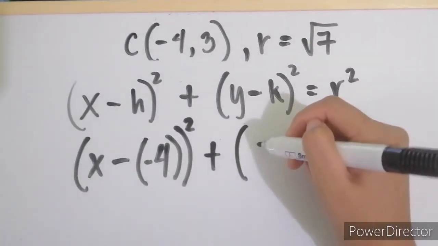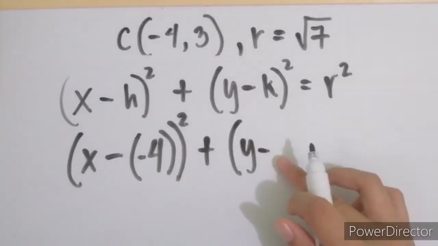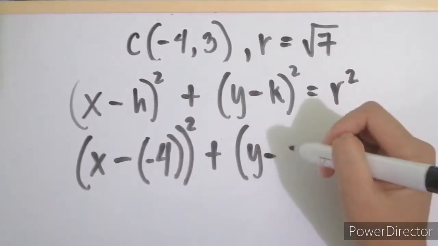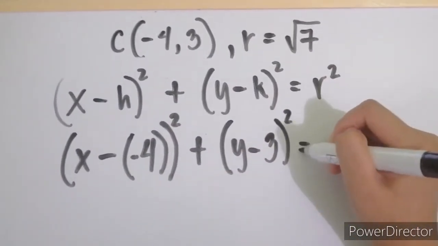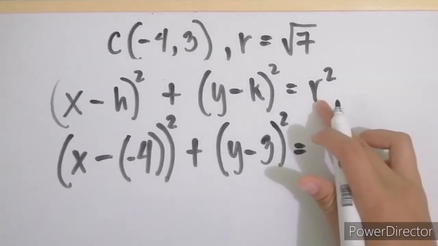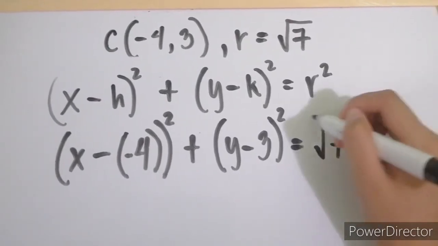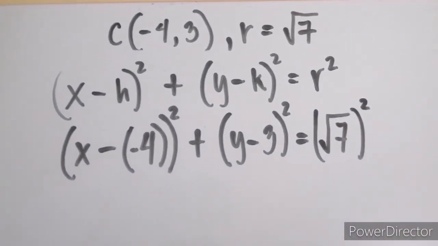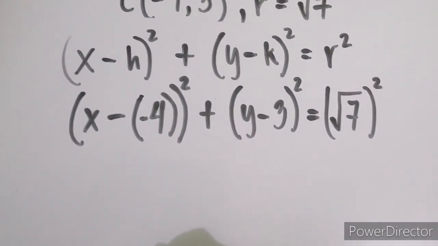Plus y minus k, where k represents the y coordinate. We have 3. Replace it with 3 and then squared. Is equal to our radius, which is square root of 7. Okay, squared. Now, simplify the equation.